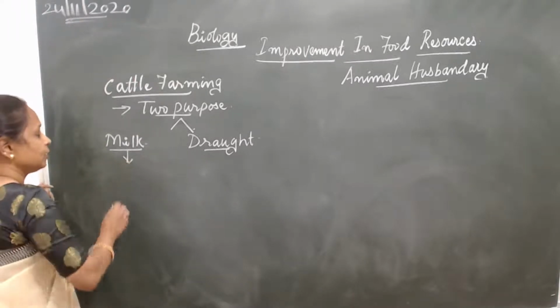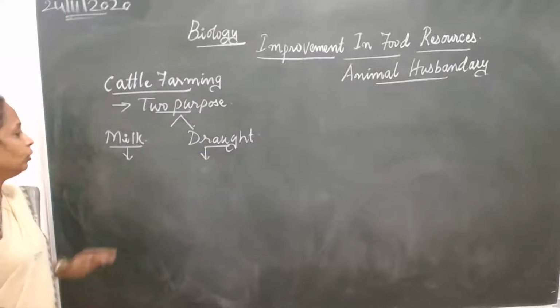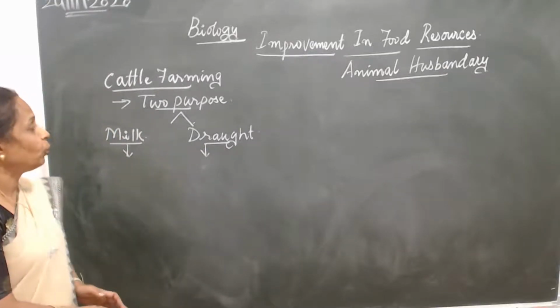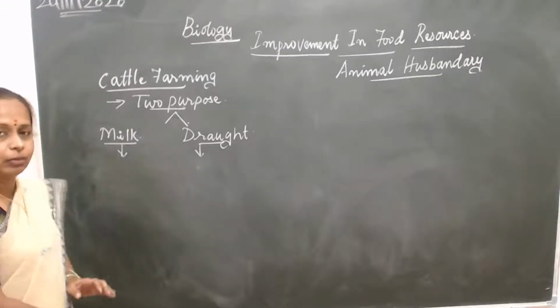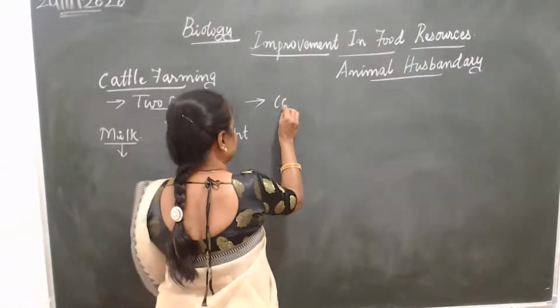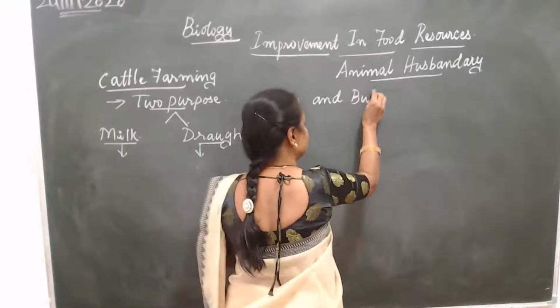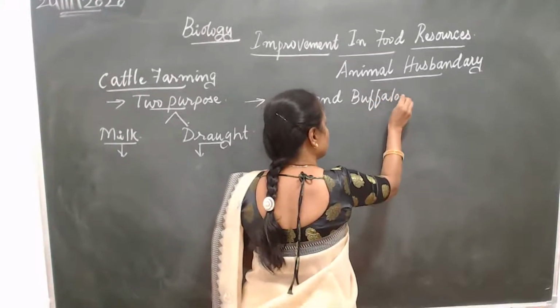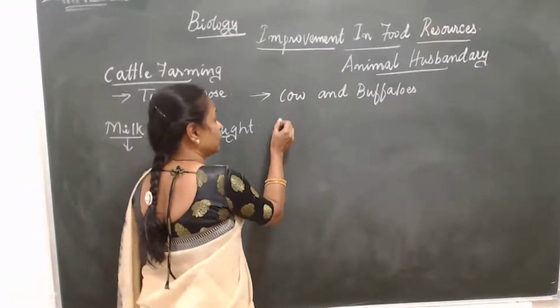Now, the milk producing animals and the draught animals are grouped into different categories. But before we go for the grouping of animals based on what they eat, let us see the two types of cattle that can be included: cows and buffaloes. Cows and buffaloes are included under cattle, and I have given an assignment.